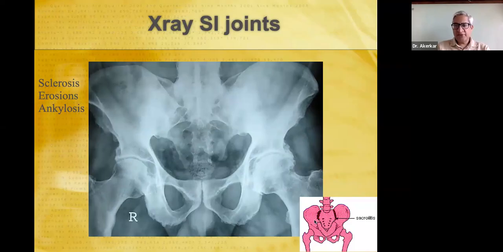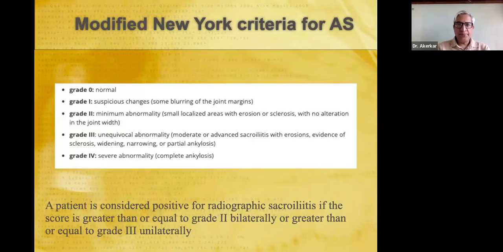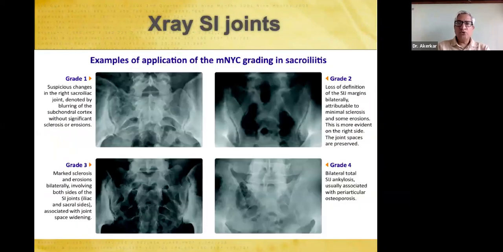In the X-ray of the SI joint, this is the sacrum, this is the SI joint, this is the ilium. So this is where the joint is located. In this, there is so much sclerosis and fusion that you can't really see the joint per se. There is a grading called the modified New York criteria for ankylosing spondylitis. You can read this in the books. Most important would be, what do you see in the X-ray?